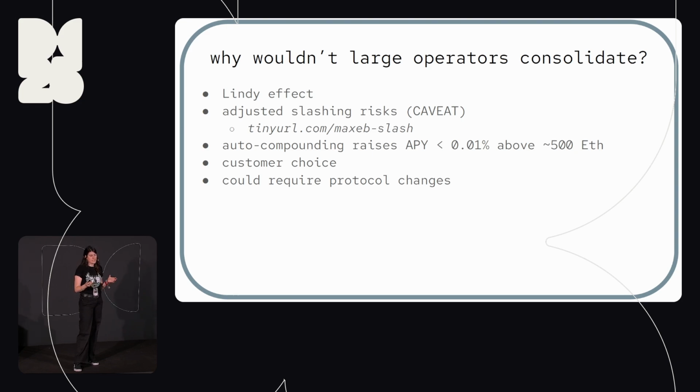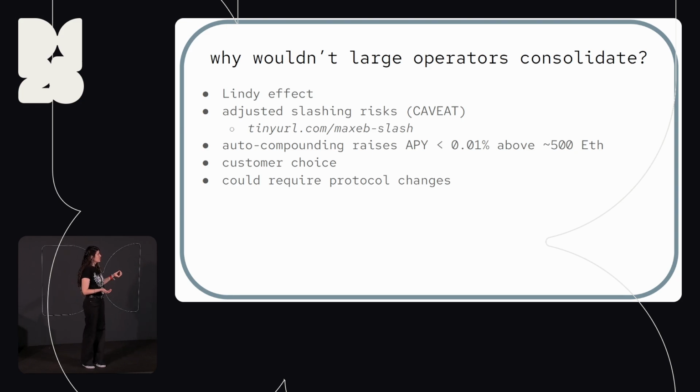Another reason is that a couple of professional operators did posts doing calculations on how much more they can make, because when these professional operators are advertising to centralized exchanges or big stakers, these tiny differences in APY make a huge difference to the customers that they end up being able to service. And beyond about 500 ETH, the difference that you're getting in auto compounding is less than 0.01%. And so some of these institutional stakers decided that there was a level where this increased APY was balanced with this adjusted slashing risk.